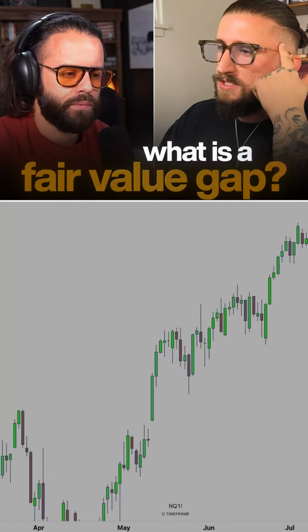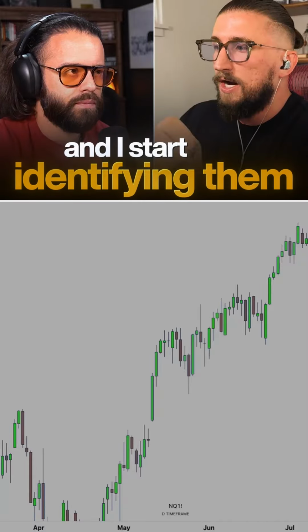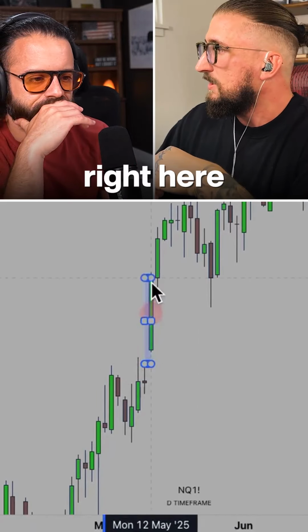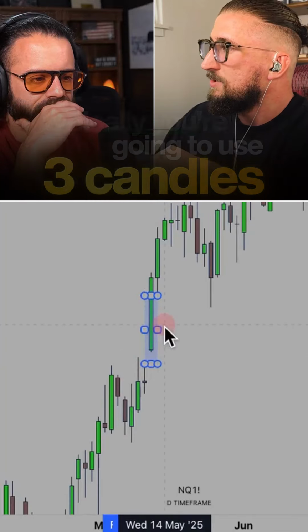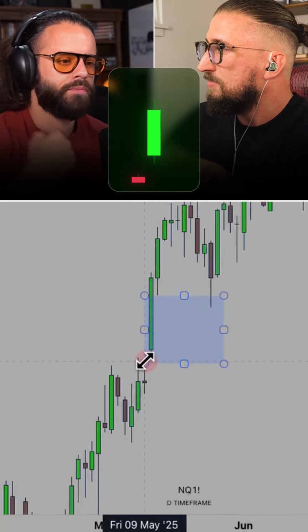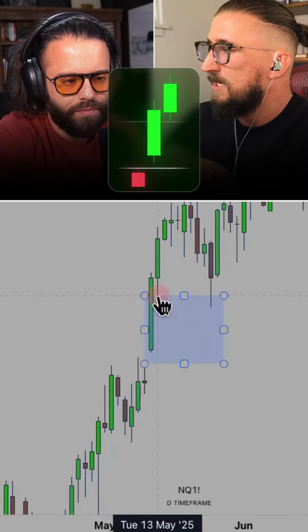I was like, okay, what is a fair value gap? I go to the daily chart and I start identifying them. And all I do is just whatever you want to start. We can start right here. Typically, you're going to use 3 candles. So it's going to be a big candle with no overlap. And then use the previous candle high and then next candle low.